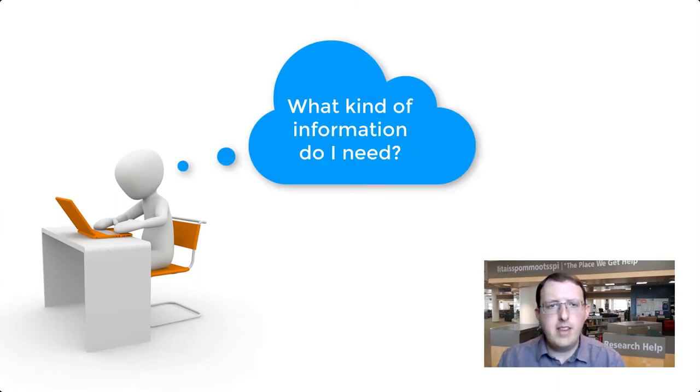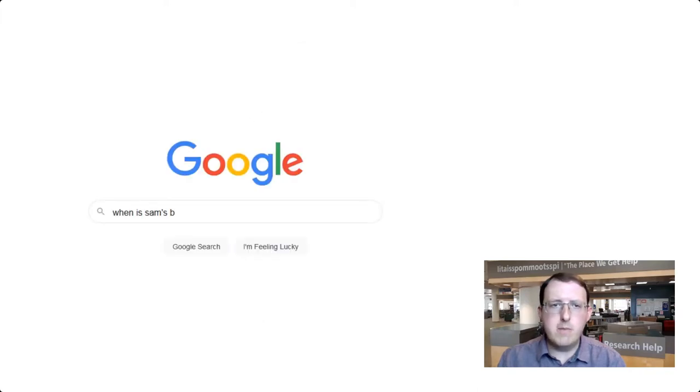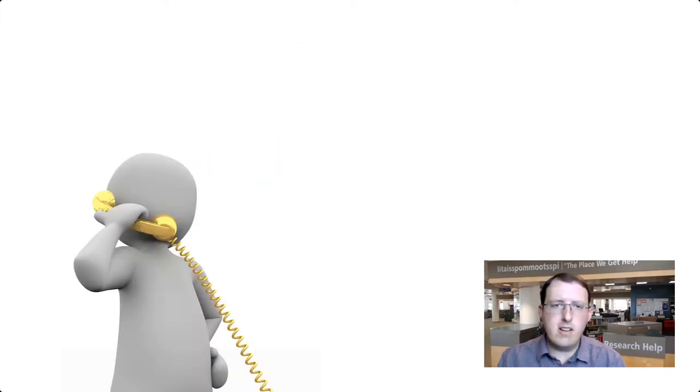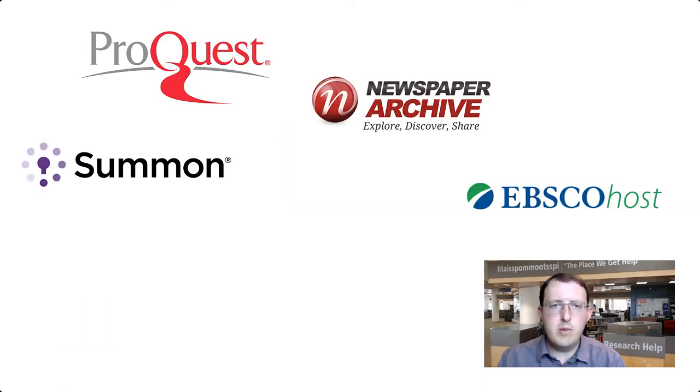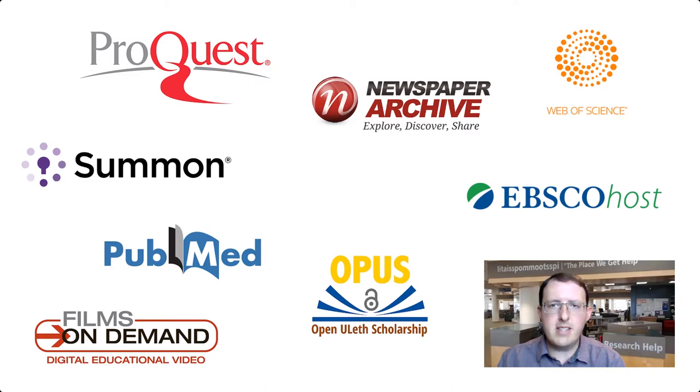Before you begin searching for sources for an assignment, think about what kind of information you need. This should help you decide which kinds of sources you're looking for, and in turn, where you should go to find them. Just as you probably wouldn't run a Google search to confirm the date of your friend's birthday, or call your dentist's office to find out what the weather will be like tomorrow, there are many library resources that are very useful for finding some kinds of information, but not others.